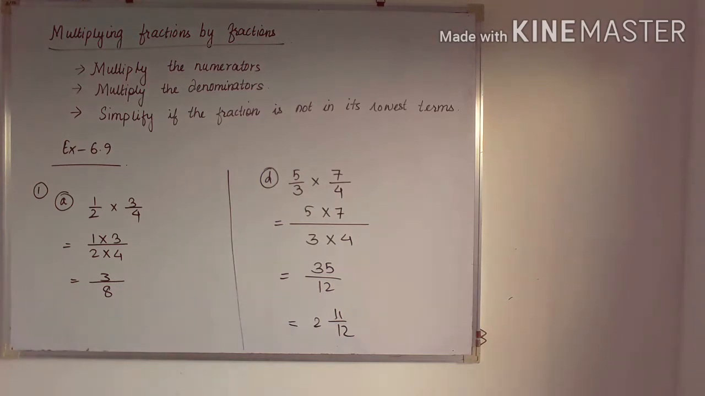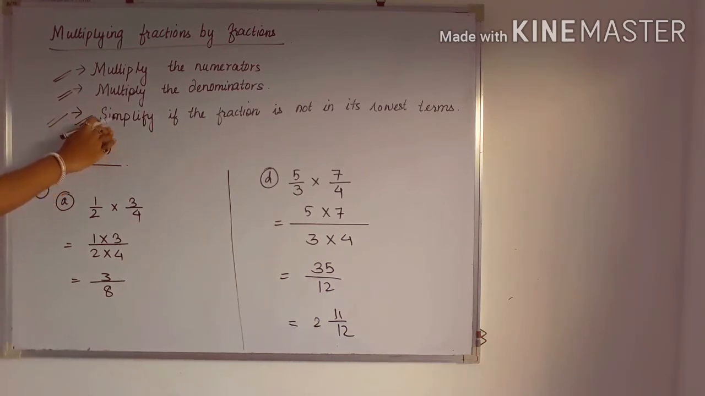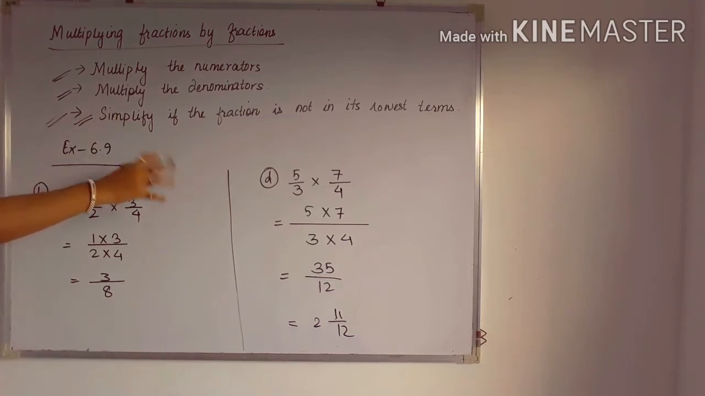So what is the first step? The first step is we have to multiply the numerators, then in the second step we have to multiply the denominators, and finally we get one fraction. Then we have to check that fraction: if it is in its lowest term, there is no need to reduce it, otherwise we have to simplify further. So this particular step is not compulsory. If it is not in lowest term, then we have to reduce it into lowest term.